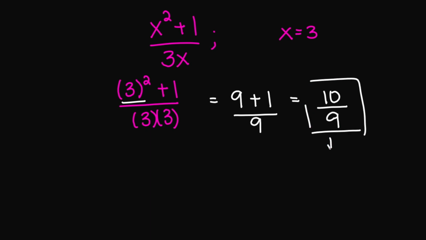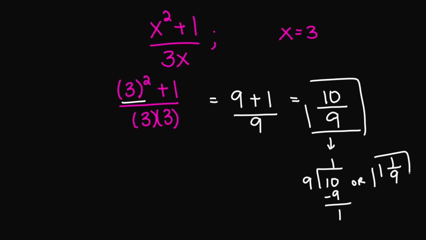If you turn this into a mixed number, because we have an improper fraction here, you can do 9 goes into 10 one time. 9 times 1 is 9. 10 minus 9 is 1. So if you turn it into a mixed number, you're going to get 1 and 1/9. So these are your answers here.